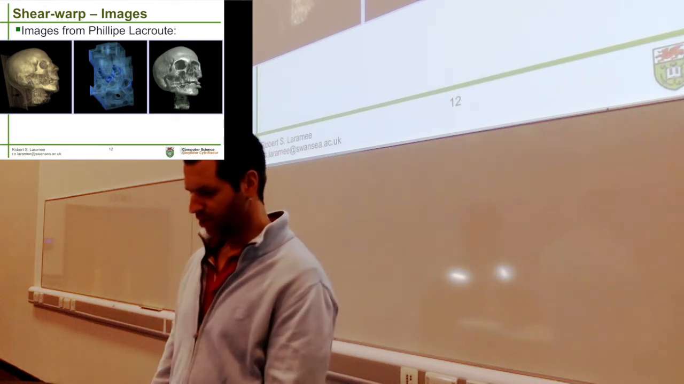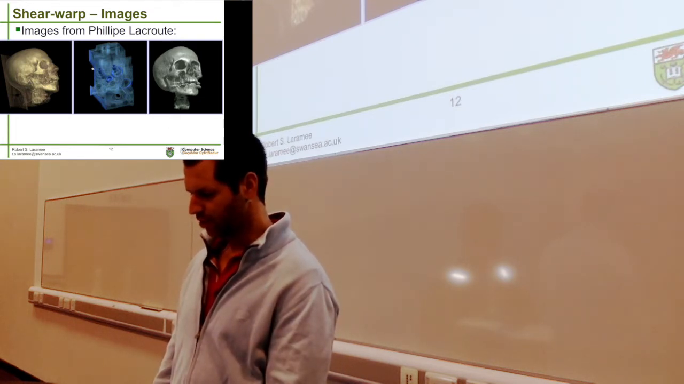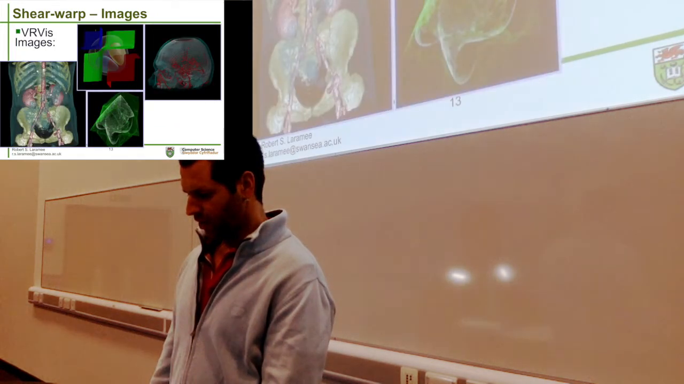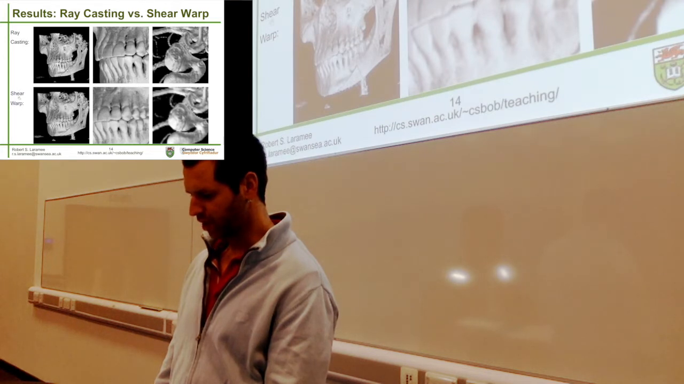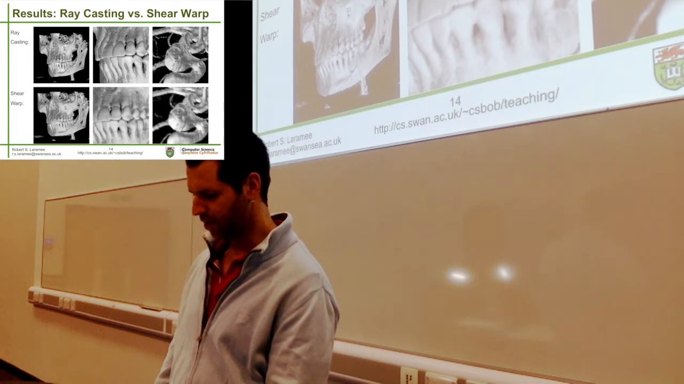These are some images from the shear-warp factorization algorithm, so you can get images that look like that, high-quality images. Here's a comparison of traditional raycasting with the shear-warp algorithm. So here, raycasting looks to me a little bit more crisp, like the sampling rate is a little bit higher. Like the shading looks a little bit better here.